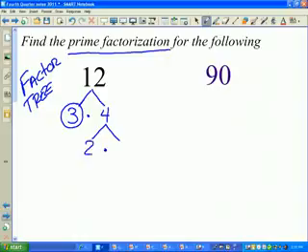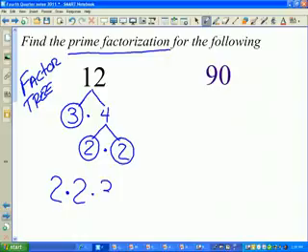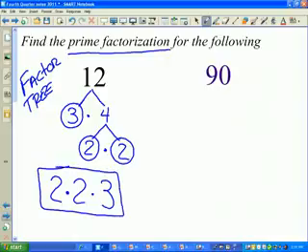And we can actually break that down again, which gives me 2 times 2. Again, 2 is a prime number, and 2 is a prime number. So if I wanted to rewrite this as a prime factorization, I would go 2 times 2 times 3. This represents the prime factorization of my original number 12. To check it, 2 times 2 is 4, times 3 is 12. So we're trying to break this down until we get all prime numbers.